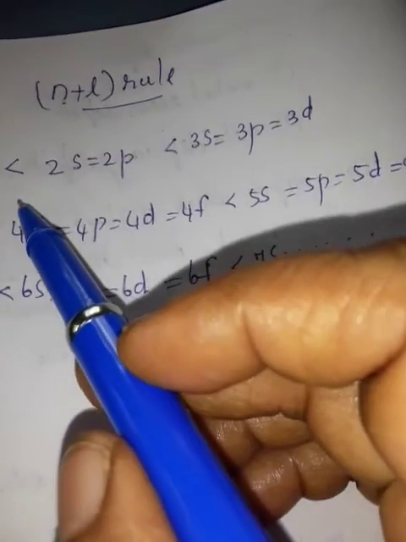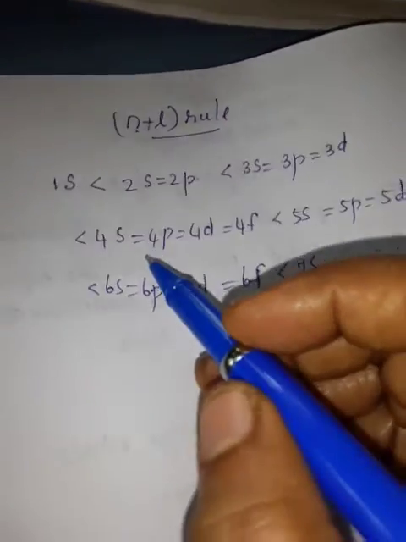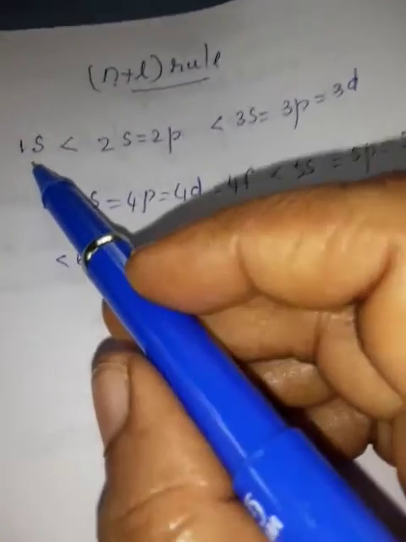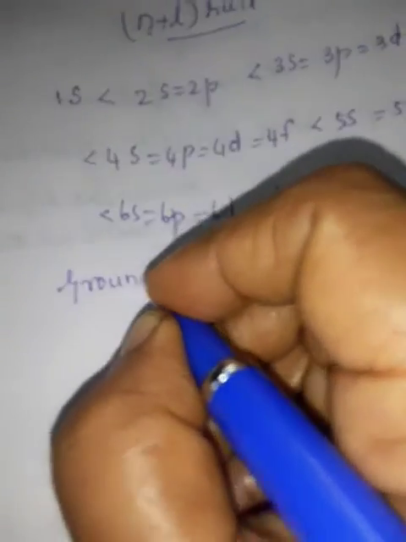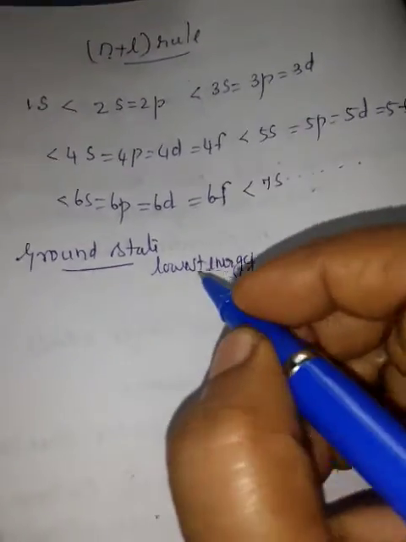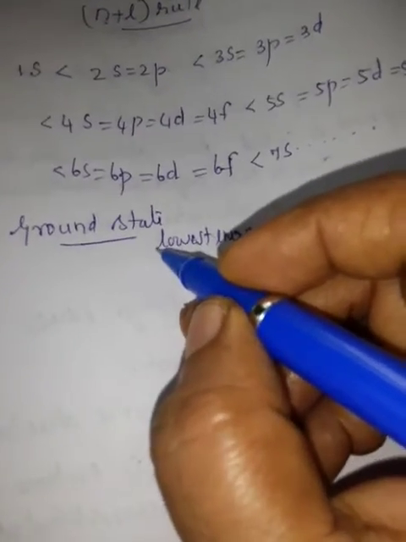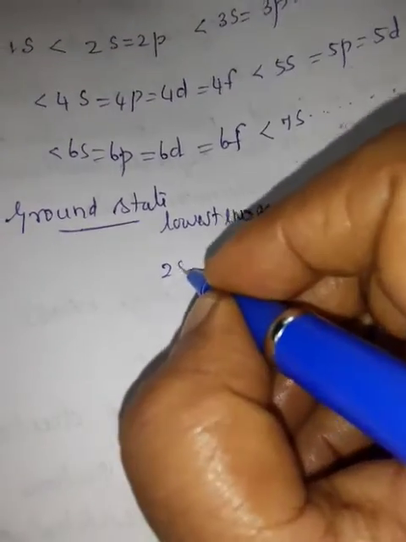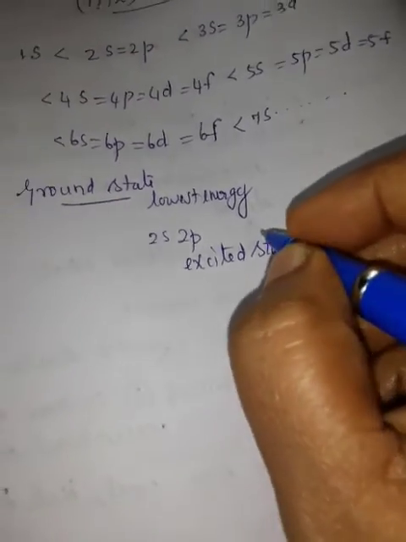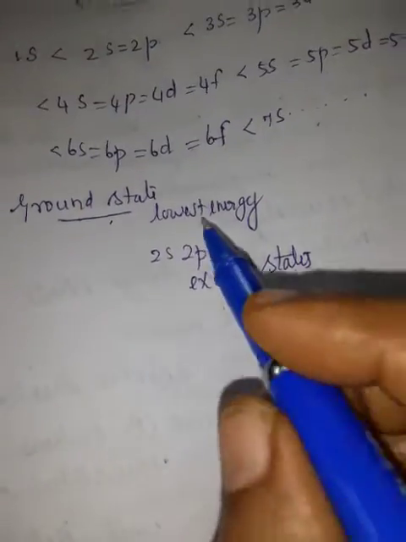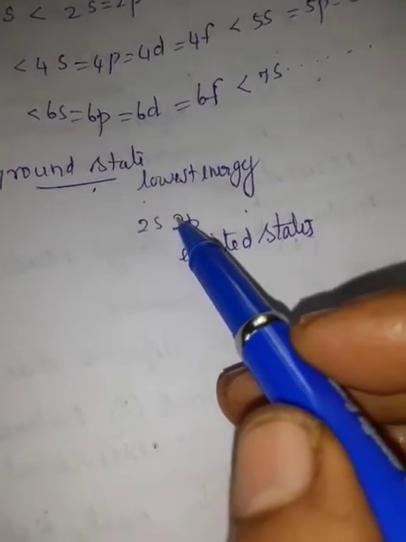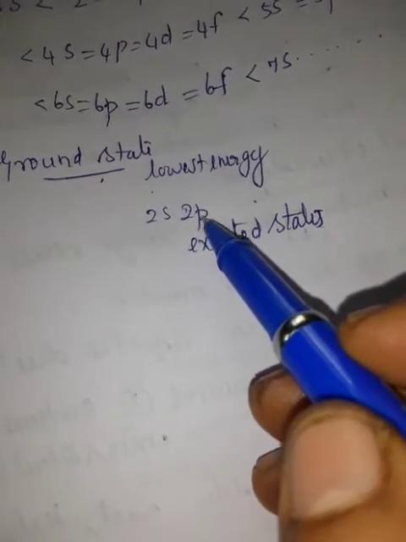The electron in the hydrogen atom occupies the 1s orbital, because hydrogen has atomic number one and only one electron. If it occupies the 1s orbital, it has the lowest energy, which is called the ground state. So the ground state has the lowest energy. After this, the electron gains some energy and jumps to higher energy levels like 2s and 2p. These states are called excited states. If the electron jumps to a higher energy level, it has higher energy, so it is called an excited state.